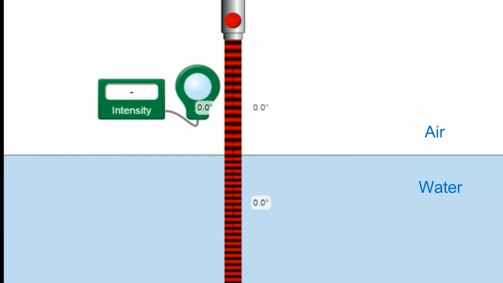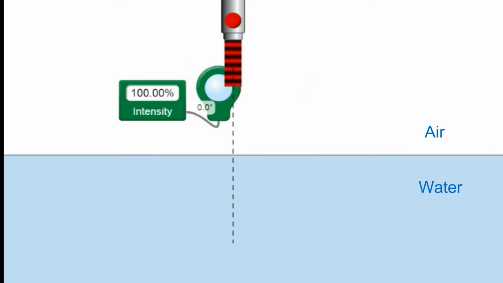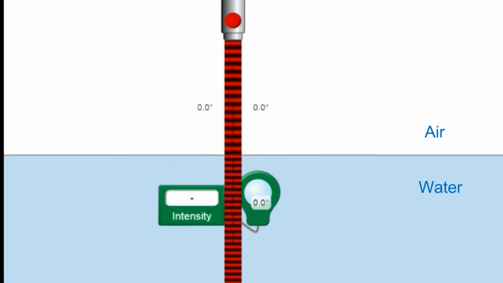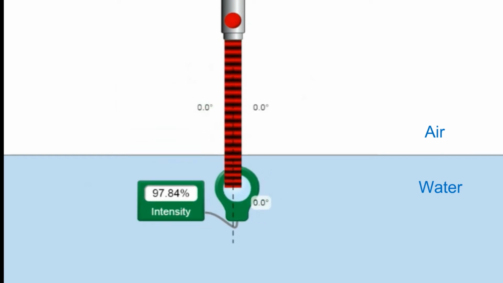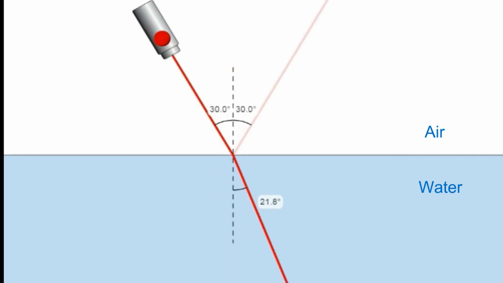In air, it is 100%, but in water, it is 97.84%. That means some part of the light is reflecting back along with the incident ray. So that is normal reflection. Already you learned this in reflection of light. Clear? So students think that total light will be entering into the water. No. Partial light will be reflecting back.